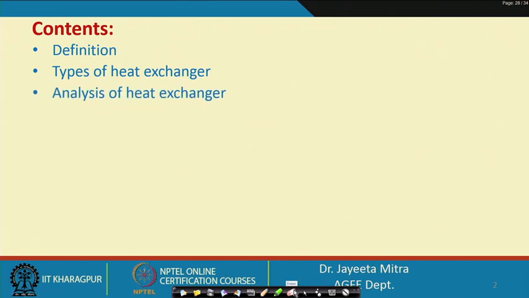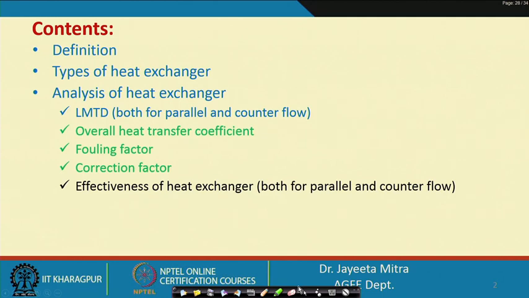We were discussing heat exchangers, and in our last class we covered a few topics from this chapter. We covered types of heat exchangers, and we started the analysis of heat exchangers, in which the log mean temperature difference for both parallel flow and counter flow was discussed, and we derived this for the two different cases. Now, today we will discuss the overall heat transfer coefficient, fouling factor and correction factor.